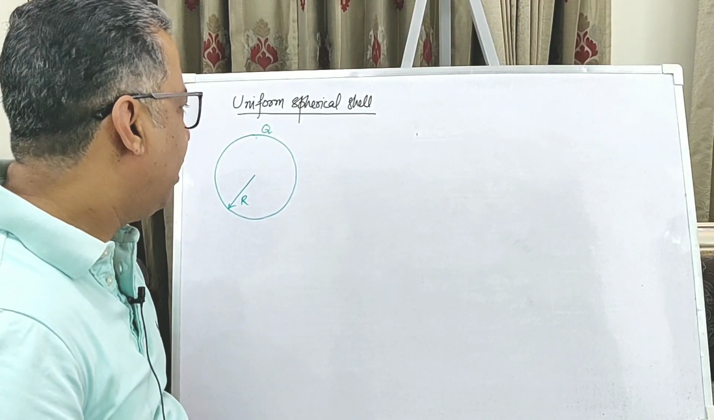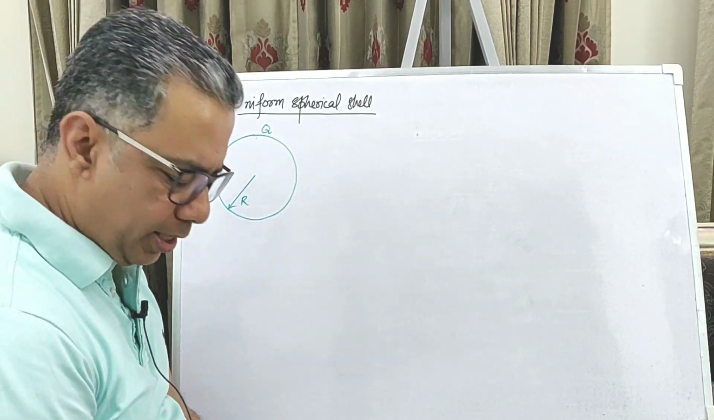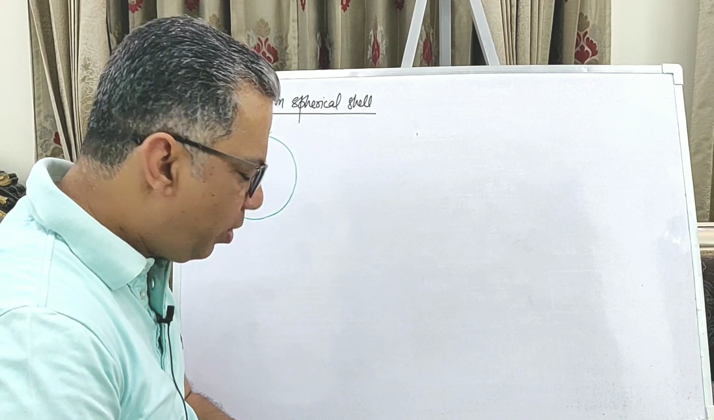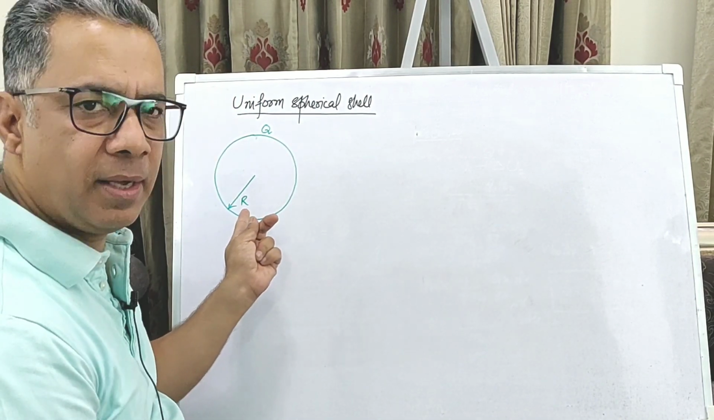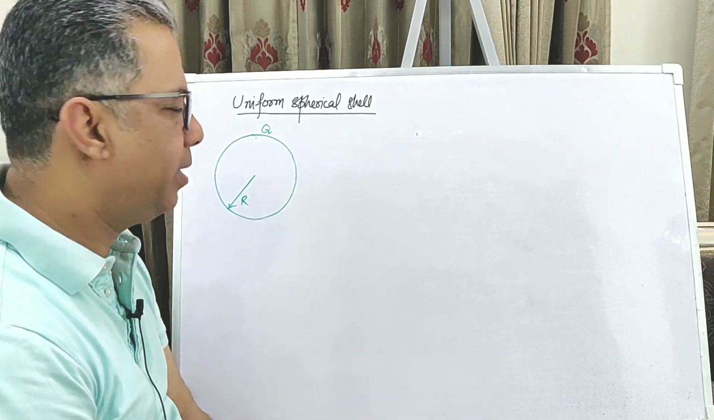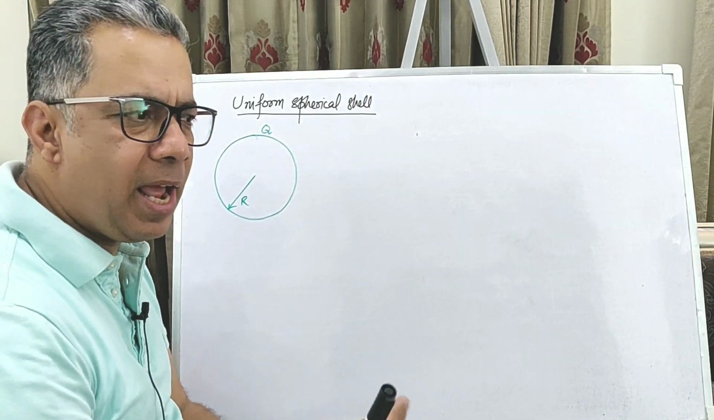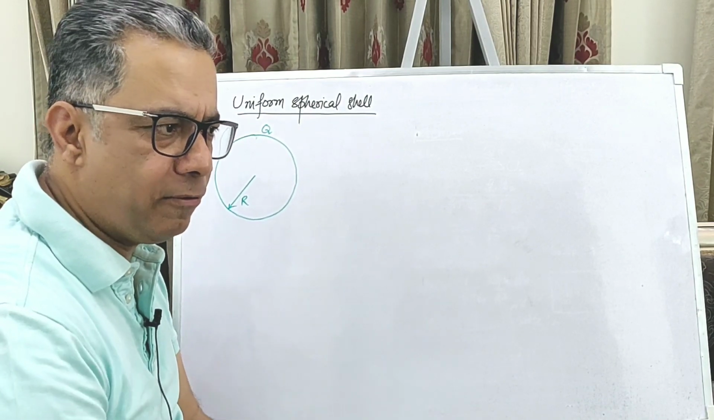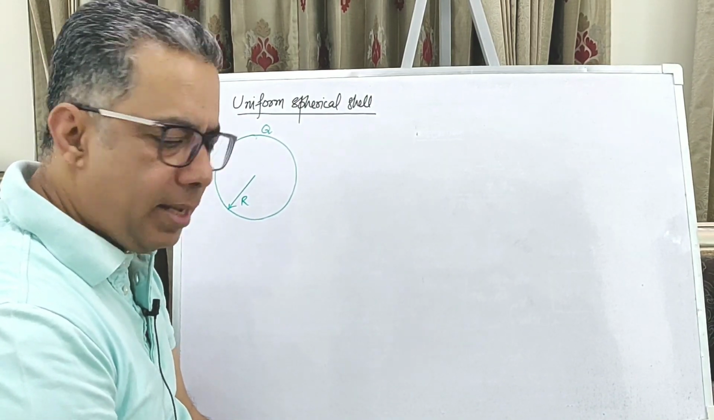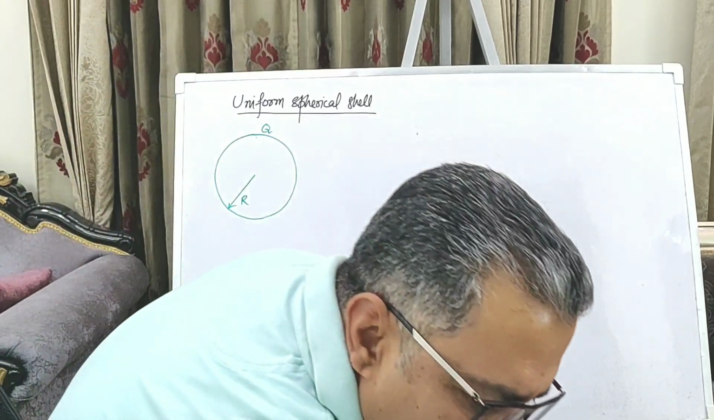Now how we are going to do it is, we are going to assemble this charge Q on the surface a little bit at a time, and we'll calculate the change in potential energy in every step and then do a summation of it. Now let's see how this works.